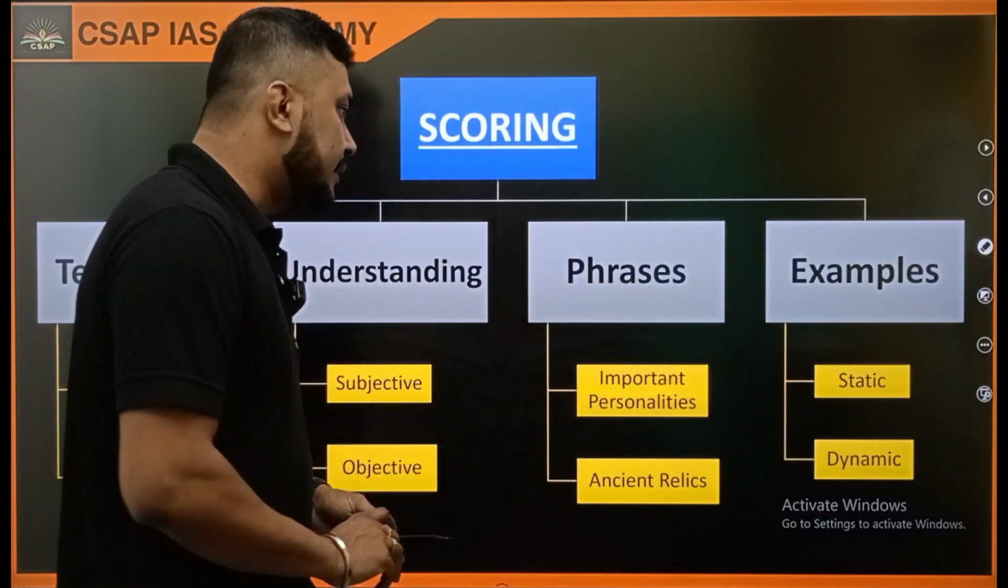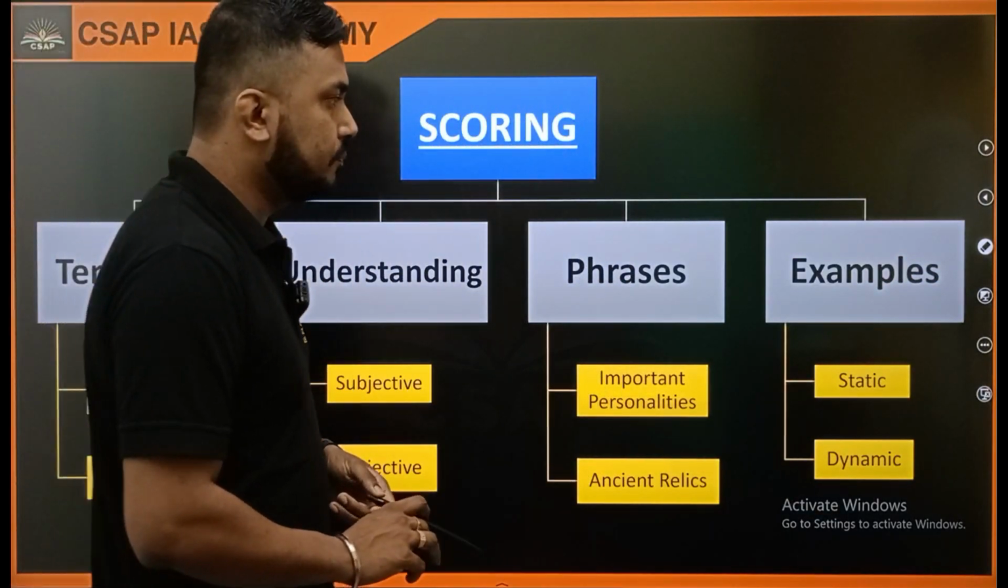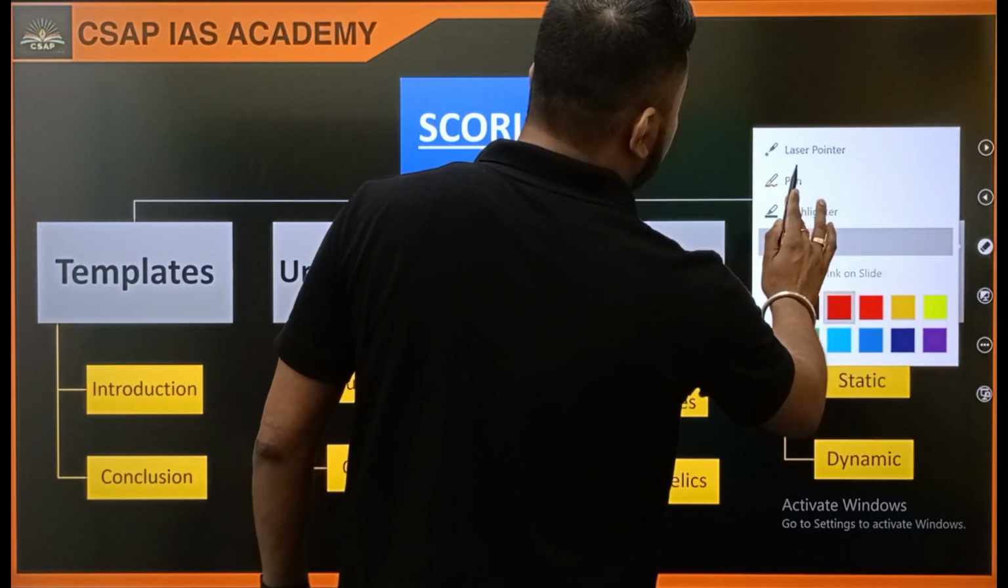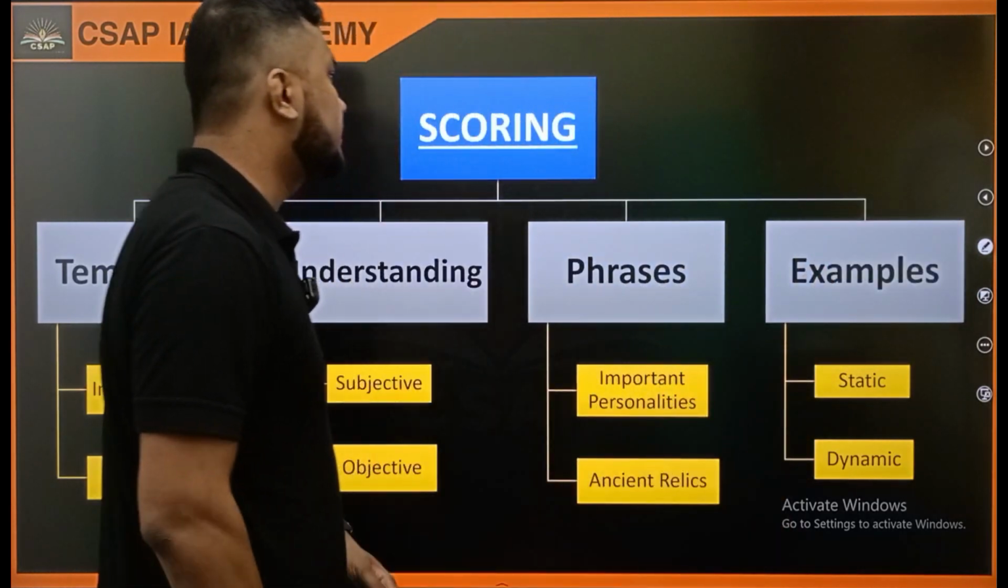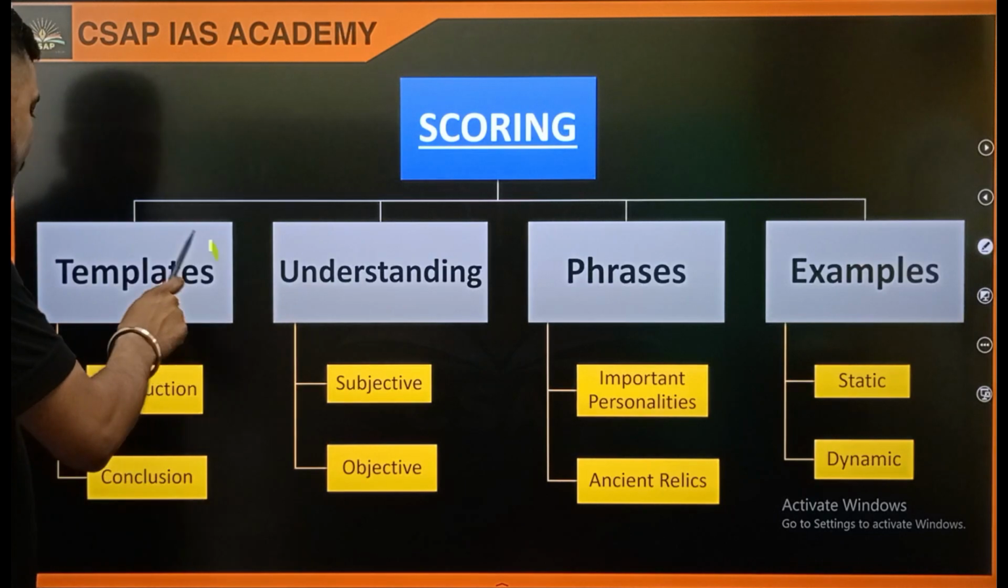Next आते हैं. इसके बाद आता है हम लोग का क्या, स्कोरिंग. That is very very important. ओके, स्कोरिंग. फर्स्ट क्या आता है, टेम्पलेट्स.